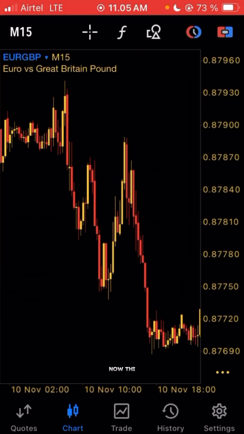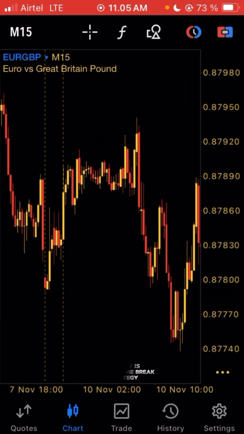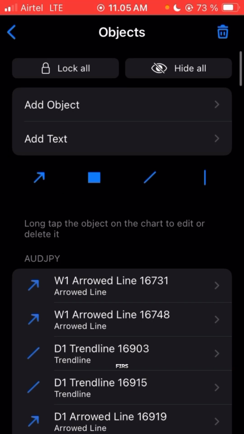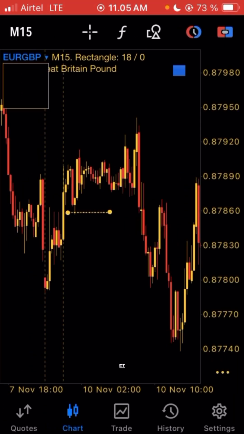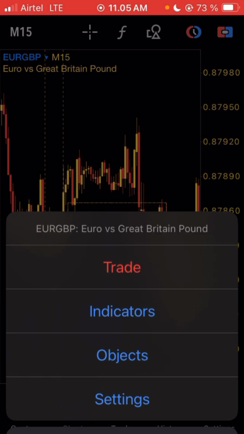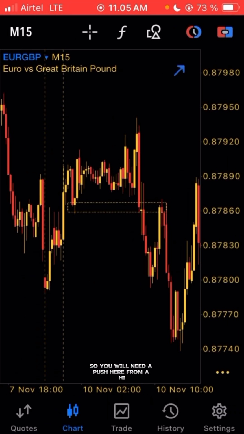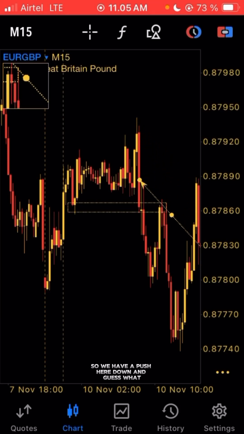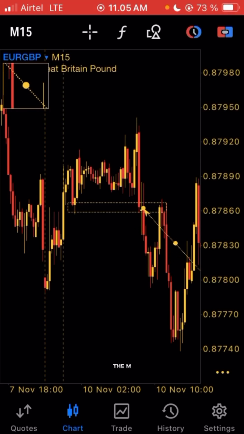Now, this is the first strategy. It is actually the break strategy. And what does that mean? Actually, it means the market must give a momentum. First things first, you will need a push, either to the downside or to the upside. So you will need a push here from a high or a low. In this case, we need a push from a high because we are trying to sell, right? So we have a push here down, and guess what? The market broke out from that level, and that's why it's called the break.